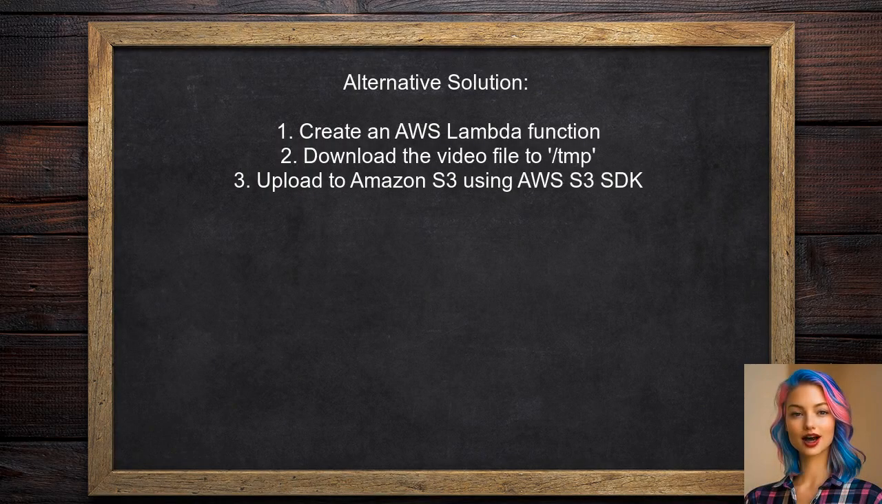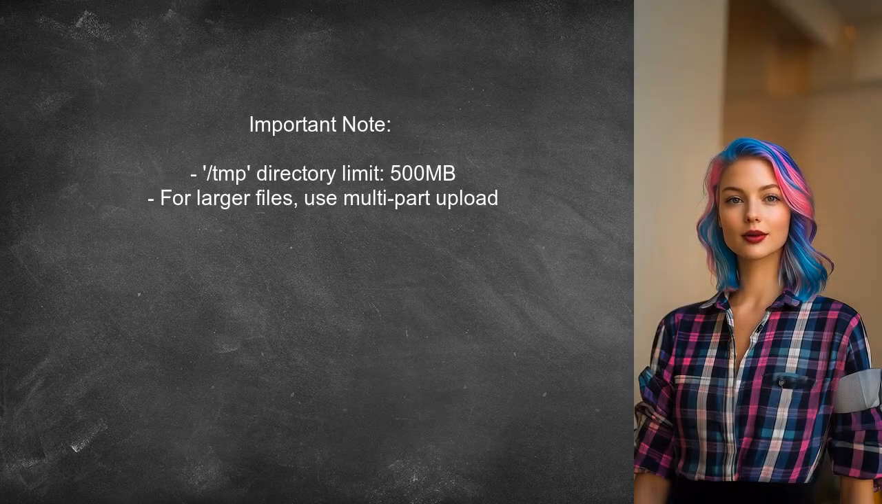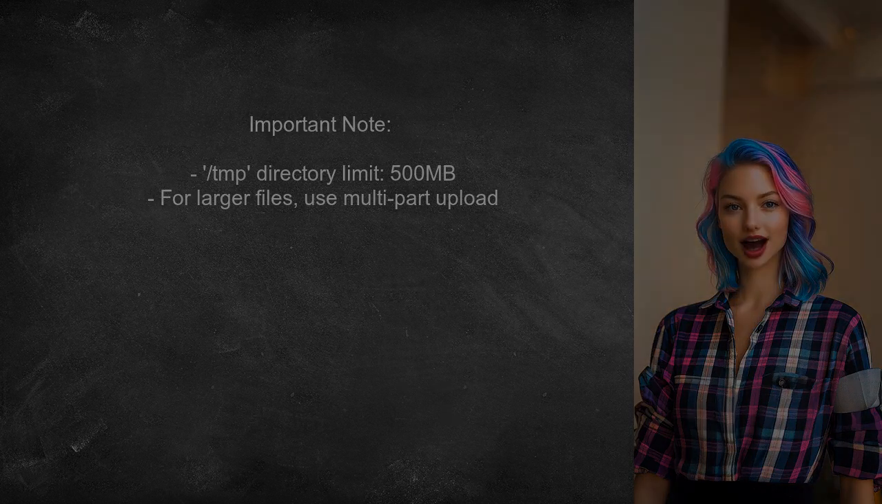One alternative solution is to create an AWS Lambda function that downloads the video file from the provided URL and temporarily stores it in the /tmp directory. After that, you can upload the file to Amazon S3 using the AWS S3 SDK. It's important to note that the /tmp directory has a limit of 500 megabytes. If your video exceeds this size, you'll need to implement a multi-part upload by downloading the file in smaller portions. To download the file, you can use any library of your choice that supports downloading web files.